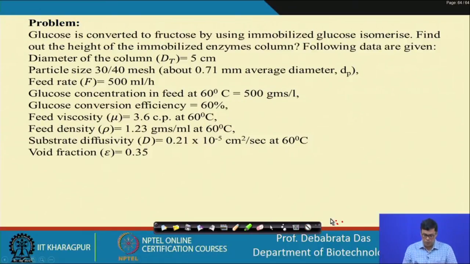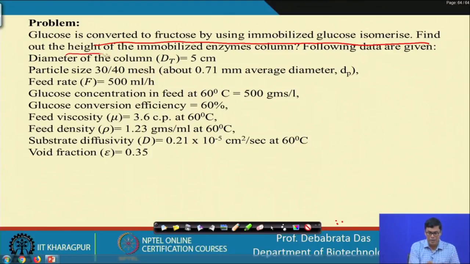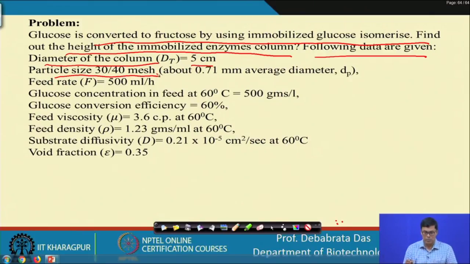Now I want to show you one problem and how we can solve it. Suppose glucose is converted to fructose by using glucose isomerase enzyme. Find the height of the immobilized enzyme column. The following data are given. Diameter of the column is 5 centimeter. Particle size is 30 to 40 mesh. What do you mean by 30 to 40 mesh?